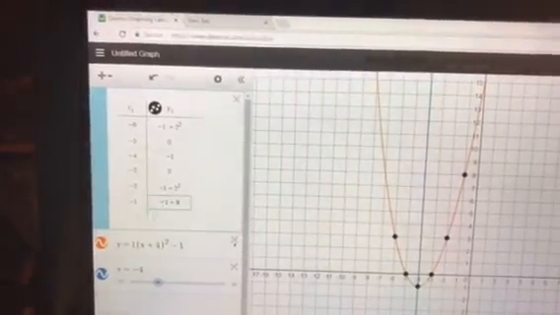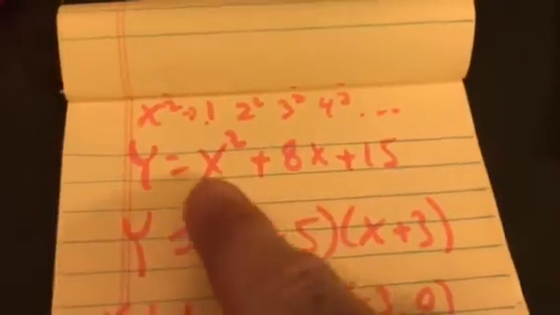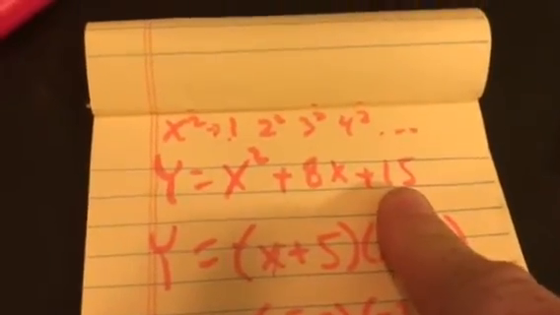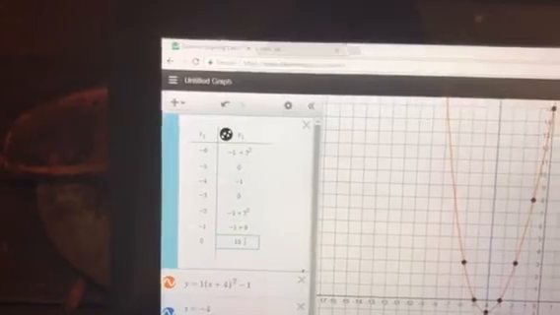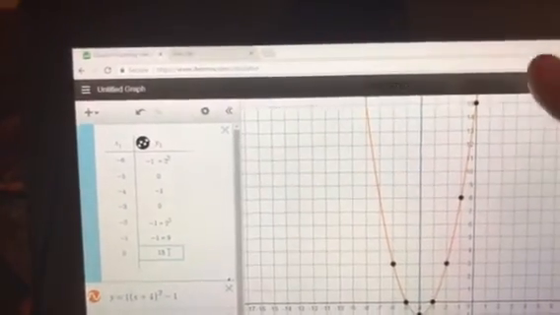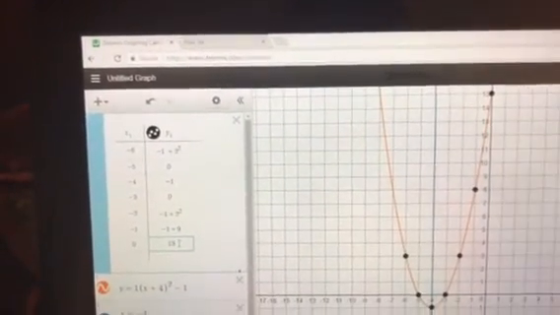The next thing I want to note is that according to our standard form, we should have a y-intercept right here at 15. So I'm going to test that. So 0, and then this one would be 15. Notice that that value popped up right on our graph right here.